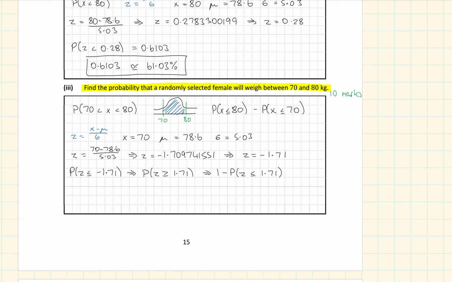Go to our log tables and we get 0.9564. Into your calculator. We get 0.0436. So this here was the second part. And the first part we had found in the previous question. So it'll be 0.6103 minus 0.0436. Into your calculator.